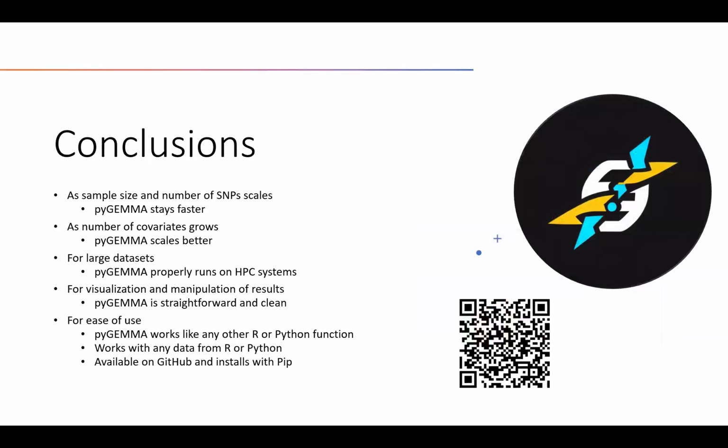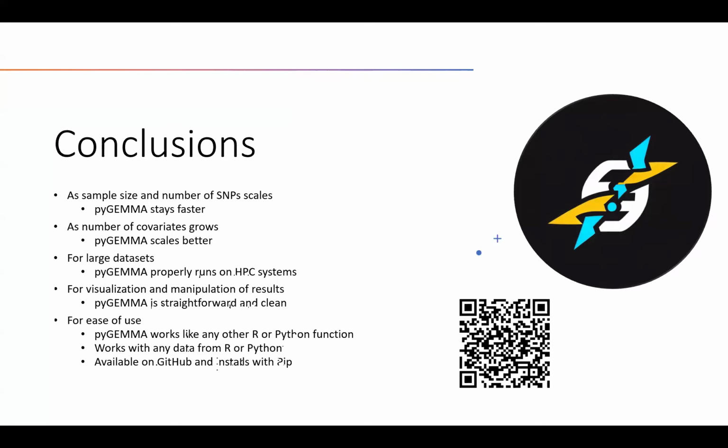All of that to say, as you scale the sample size here, the number of SNPs scales, and as you scale the number of SNPs, pyGEMMA stays pretty fast. As the number of covariates grows, pyGEMMA scales much better than many of the competing methods. For large data sets, it runs properly on high-performance computing systems. For visualization and manipulation of the results, pyGEMMA is straightforward and clean.